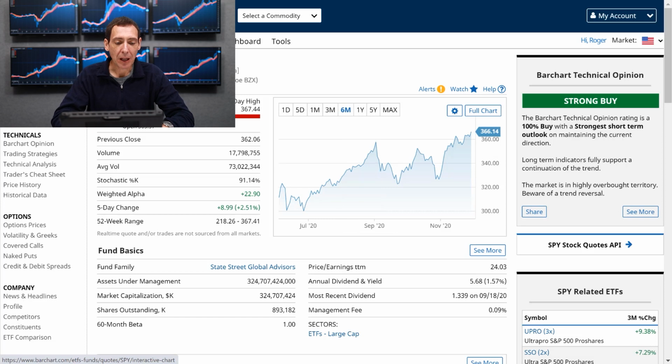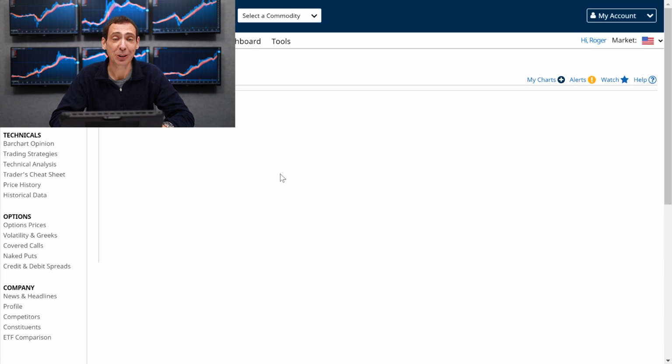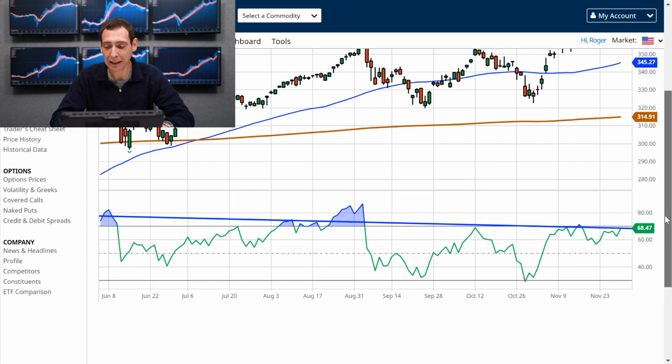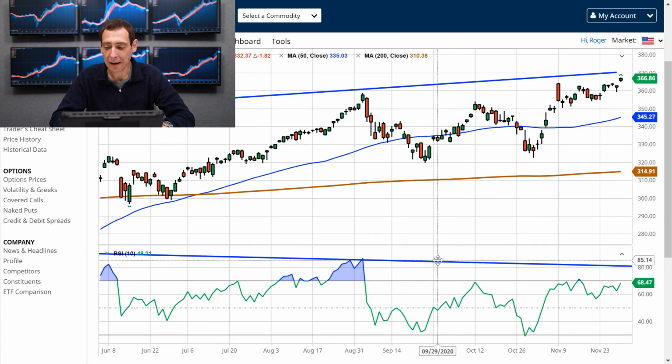So for example, we're looking at the S&P 500 right now. And as you can see here, or as you will be able to see in a few seconds, the S&P 500 is at all-time highs. And if you look at momentum levels, you will see here that the market is overbought. Not only is it overbought, it's diverging. Let me show you what that means.